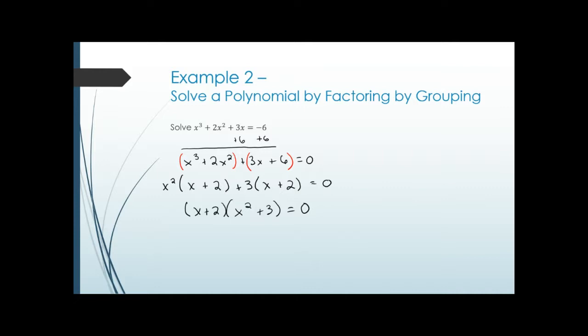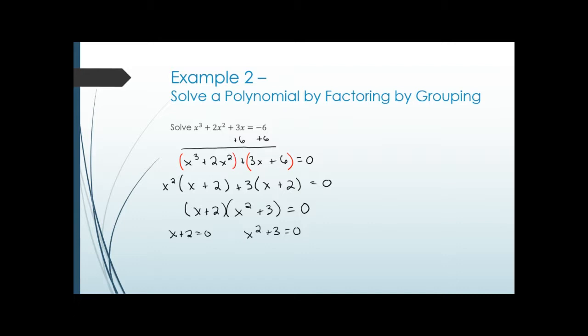So now we have a quadratic there, and we say, okay, can I factor x squared plus 3? Can I factor that? Well, that is not factorable. So if we can't factor that, that means we're going to have to use the quadratic formula or another method. But what we need to do is go to the step where we set each factor equal to 0. So I have x plus 2 equal to 0, and then x squared plus 3 equals 0.